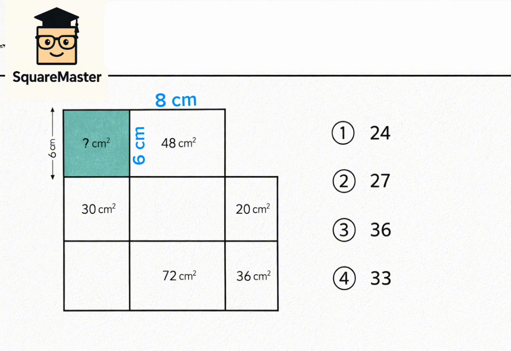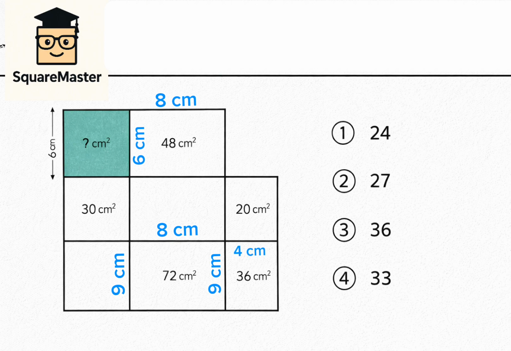That same length continues downward into the rectangle with area 72. So the 72 rectangle also has a length of 8. Dividing 72 by 8 gives us 9. That's the height of the 72 rectangle. This height is shared with the rectangle labeled 36. So 36 divided by 9 equals 4.